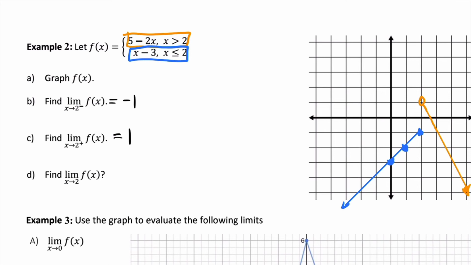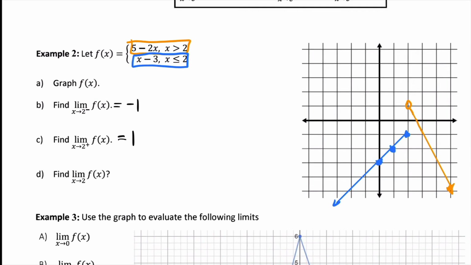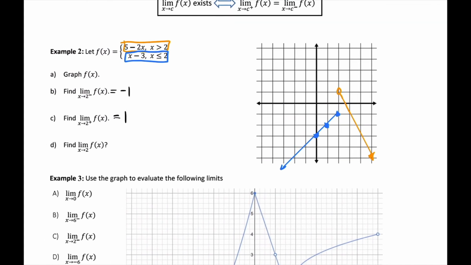That's what we're going to talk about. The next question is, okay, what's the overall limit? There you go. Why does it not exist? Because they don't lead to the same y value at that point. Coming from here, the y value is leading to negative 1. Coming over here, the y value is leading to 1. Those are different points. I don't meet at the same point. So because of that, it's going to be DNE, or does not exist.